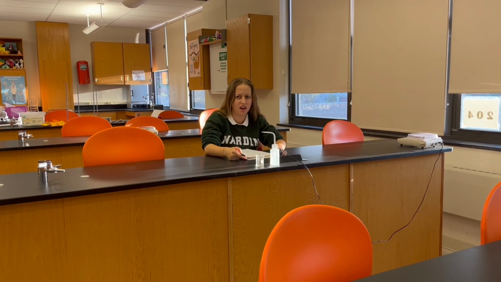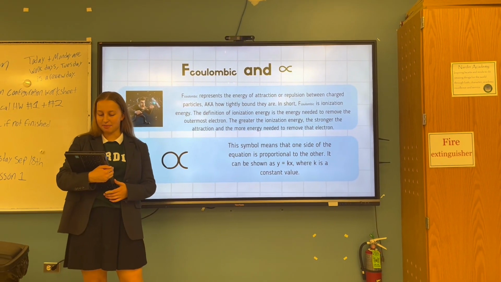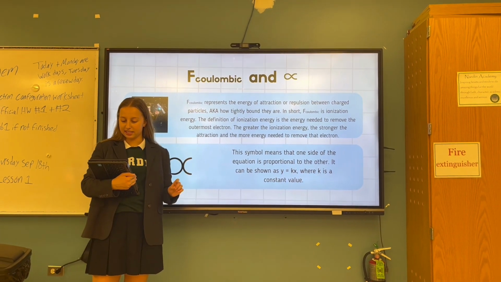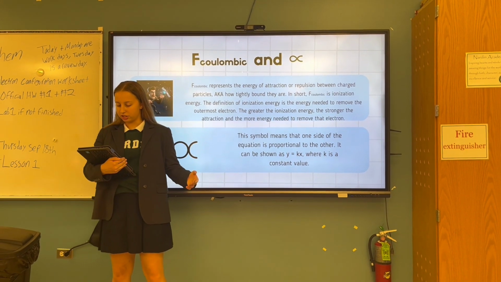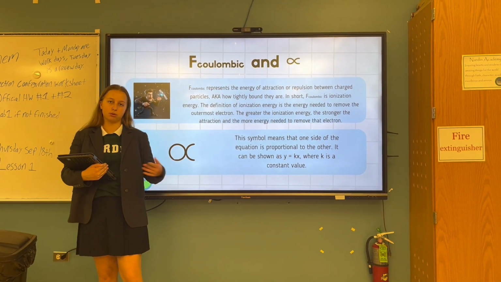Yes. Is the answer ionization energy? Yes, that's absolutely correct. By definition, ionization energy is the energy needed to remove the outermost electron. The greater the ionization energy, the stronger the attraction, and the more energy needed to remove that electron.